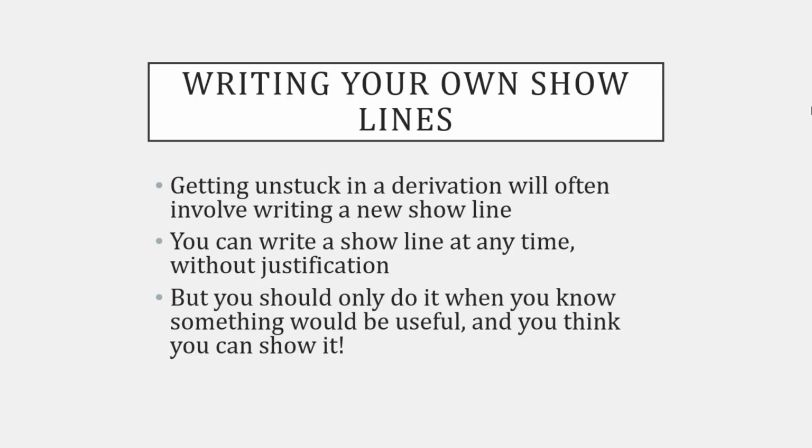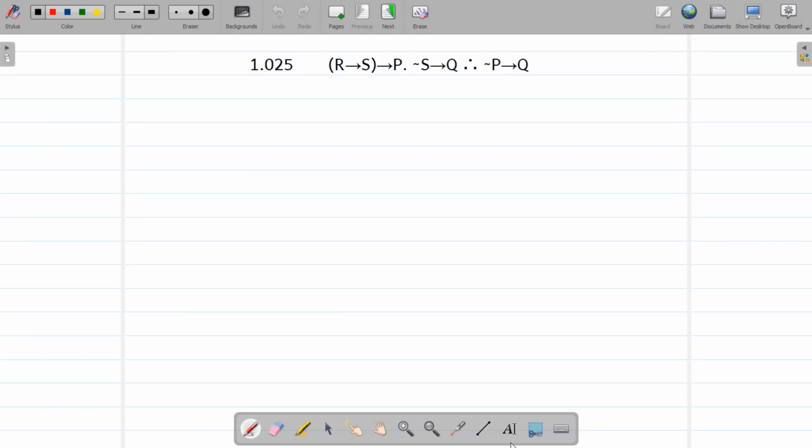However, it doesn't always make sense to just write any random show line. It's kind of an art to figure out when it's the right time to write a show line. You have to pick something that looks like it would be useful, and something that you think you can show. Okay, so I want to do a couple of quick derivations that involve this. I think the practice of it is probably the best way to understand it. So we're going to show, if not P, then Q.